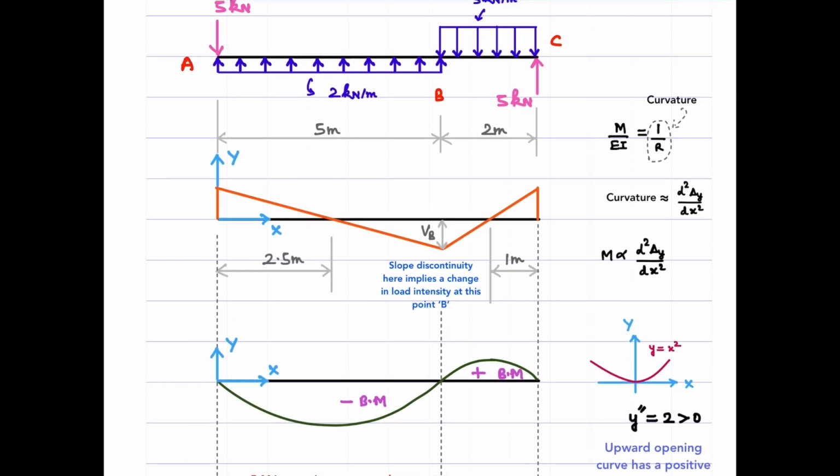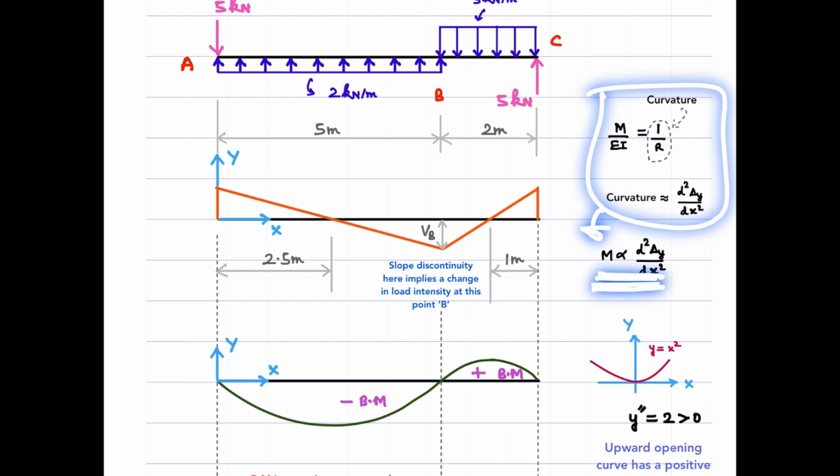Now to do that, I am considering the relation M by EI equal to 1 by R. Okay. That is, 1 by R is the curvature here, and one can approximate the curvature as d square y by dx square. Here y is the displacement. So you can consider this curvature as the rate of change of slope. And from these expressions, you can relate the bending moment to the curvature. That is, the bending moment is directly proportional to the curvature.